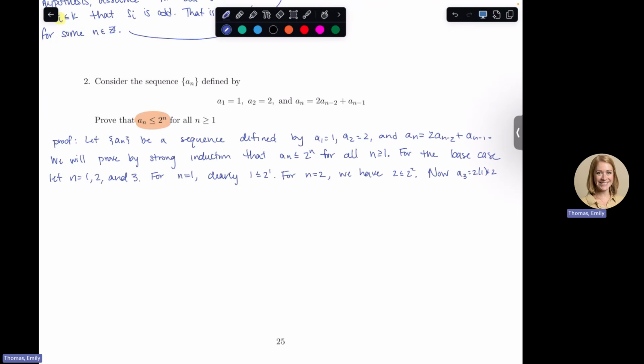A sub 3 is 4, and 4 is less than or equal to 2 cubed. So the base cases hold.